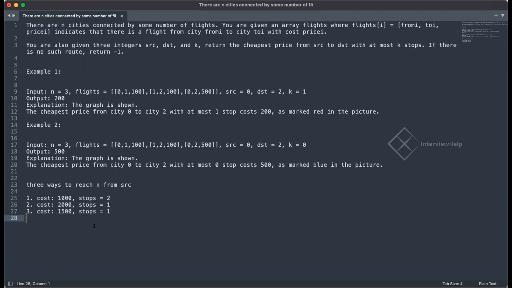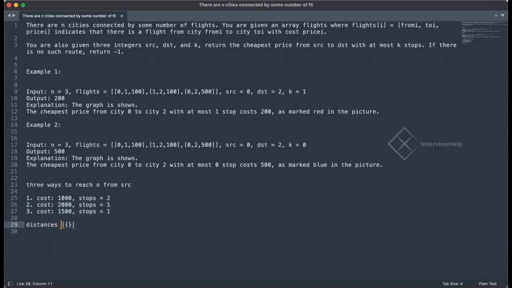So just like in this case, if the number is 1, I just need to remember 1,500. I do not need to remember 2,000. So for a given number of stops, I just want to remember the lowest cost to reach n in that number of stops. That's why Sandesh proposed that we should use an array.